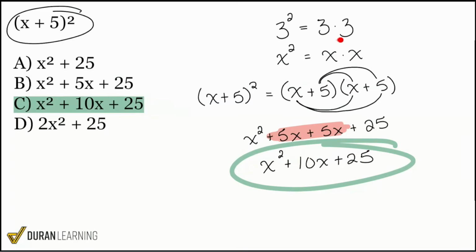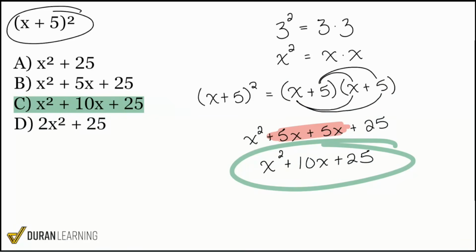3 squared is 3 times 3. X squared is x times x. X plus 5 all squared is x plus 5 times x plus 5. And so then from here, we would go ahead and just distribute like we have been doing, and then combine like terms at the end.